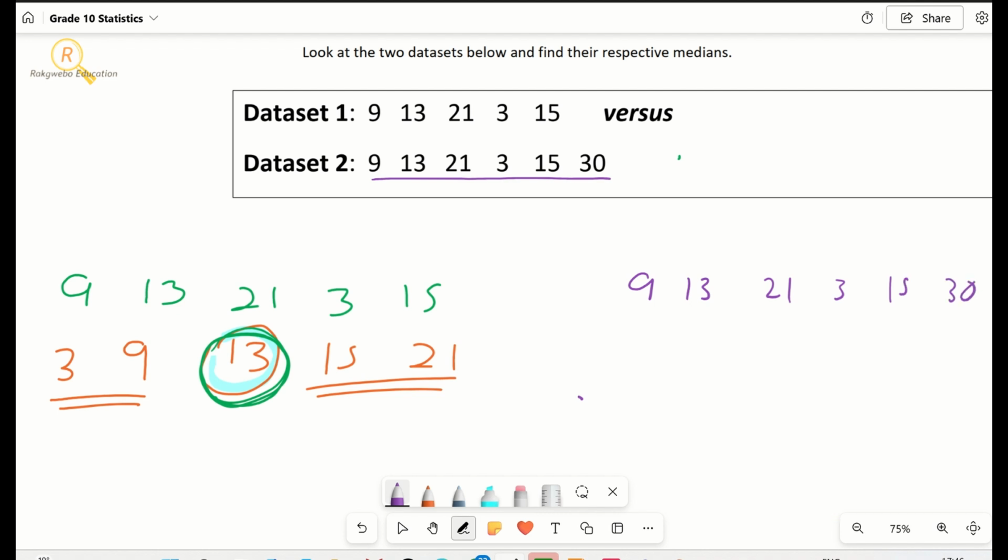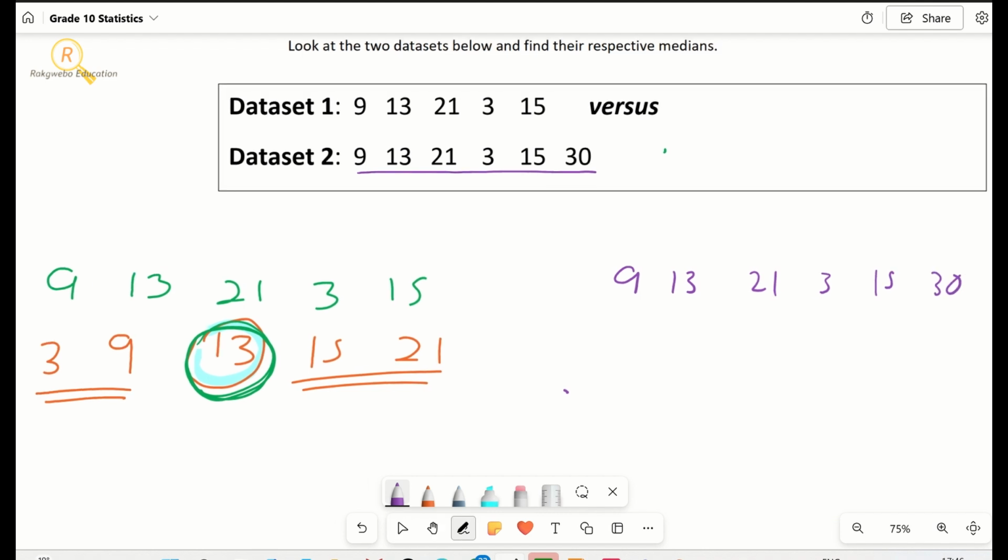Let's compare the two. We're looking for the median of the second data set. Let's put it in ascending order. So we've got 3, 9, 13, 15, 21, and 30. Now, what is the middle value here? 13 can't be the middle value because you've got two digits on its left and 3 digits on its right. So therefore, it can't be the middle value.